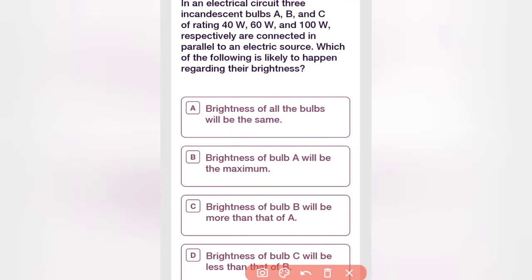So here the brightness of all the bulbs will be same. No. Brightness of bulb A will be maximum. No. Brightness of bulb B will be more than that of A. Yes, that's right. Brightness of bulb C will be less than that of B. No, that's not correct. So the correct option must be option C.